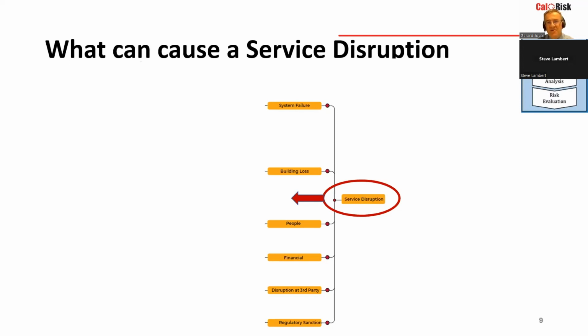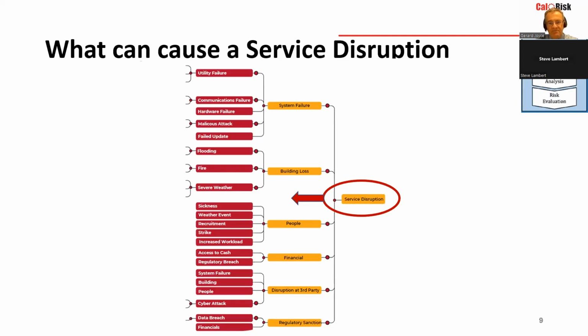Financial, maybe the financial people got their sums wrong and you're now struggling to pay your obligations. It could be a disruption at a third party. And this is one we often forget. If you're dependent on a third party, they are an extension of your organization, and any disruption at that organization is a disruption for you. And finally, maybe the regulator decides to shut you down for a few days while they investigate. That could be a severe one as well.